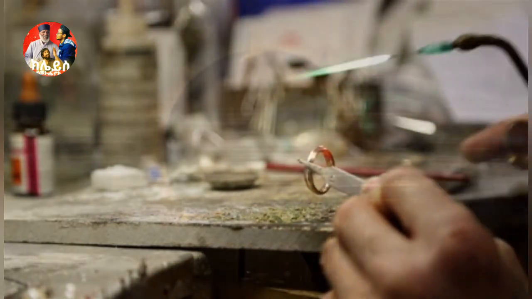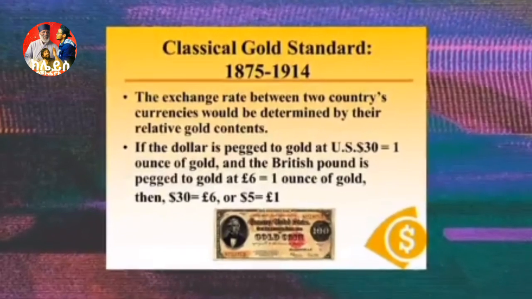The United States government spread it out, and almost all countries used the gold standard. Let me give you a hint about the classical gold standard from 1875 till 1914. The exchange rate between two countries' currencies would be determined by their relative gold contents. If the dollar is pegged to gold at US $30, which is equivalent to 1 ounce of gold, and the British pound is pegged to gold at 6 pounds, which is equivalent to 1 ounce of gold, then $30 shall be equal to 6 pounds of Britain, which means $5 is equivalent to 1 pound of Britain.